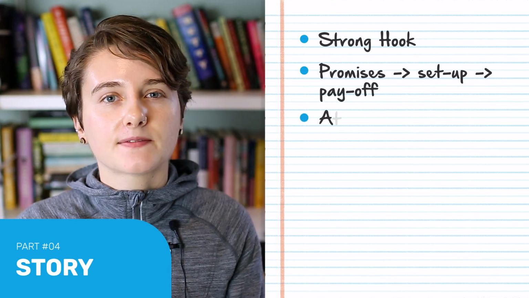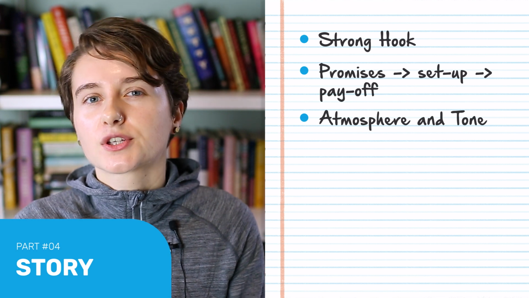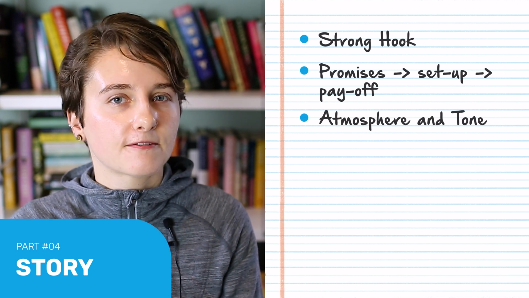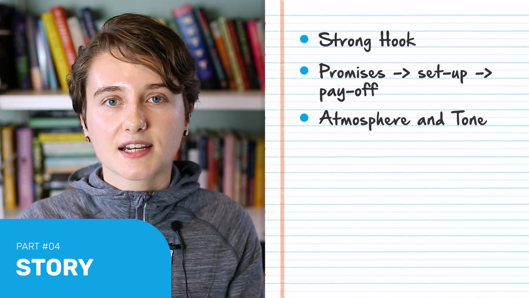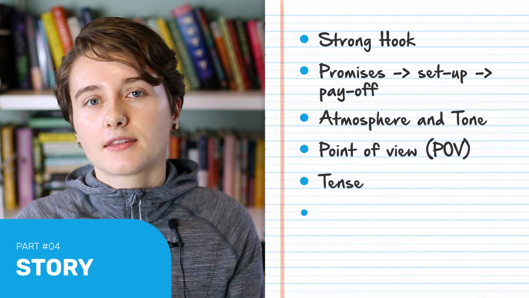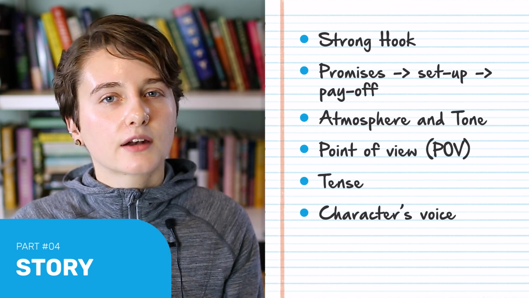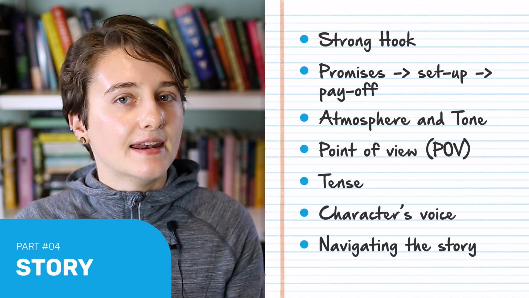You also want to create a sense of atmosphere and tone. The tone can of course shift scene to scene, but for the most part is a fairly consistent aspect of a book. And you also want to establish the rules of the storytelling, the point of view and tense, the character's voice, and give the reader an understanding of how they will be interacting with and navigating the story's form. Just as you're setting up the story, you also need to set up the book in a technical sense so that the reader understands the rules of the storytelling.